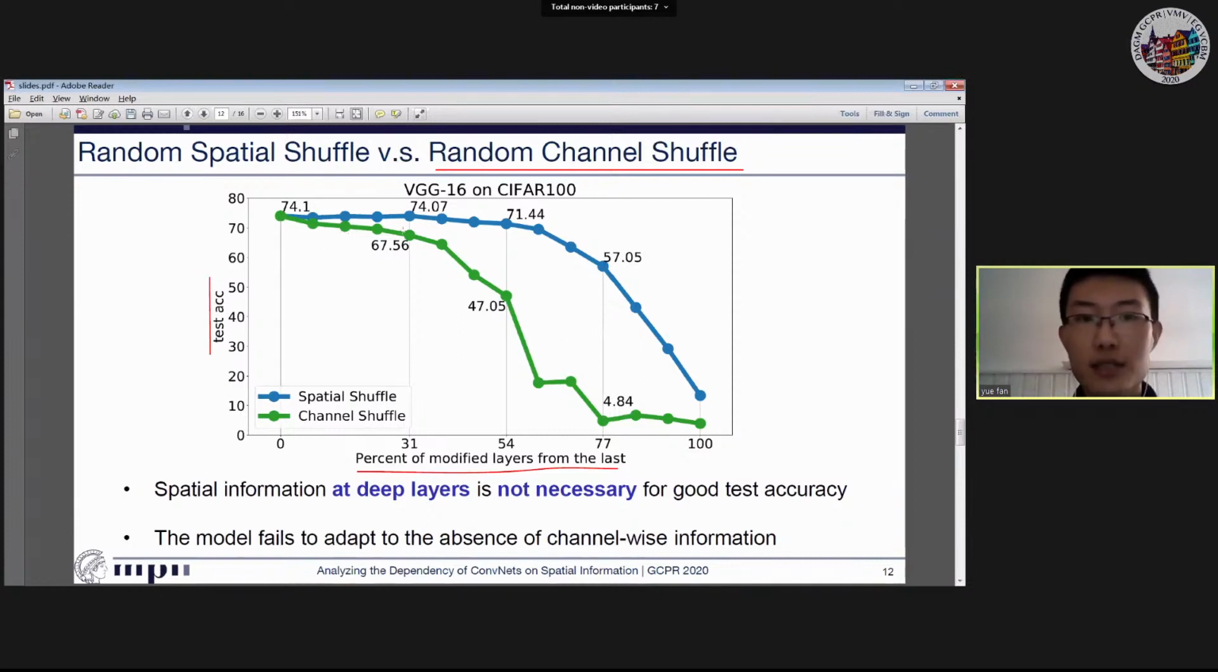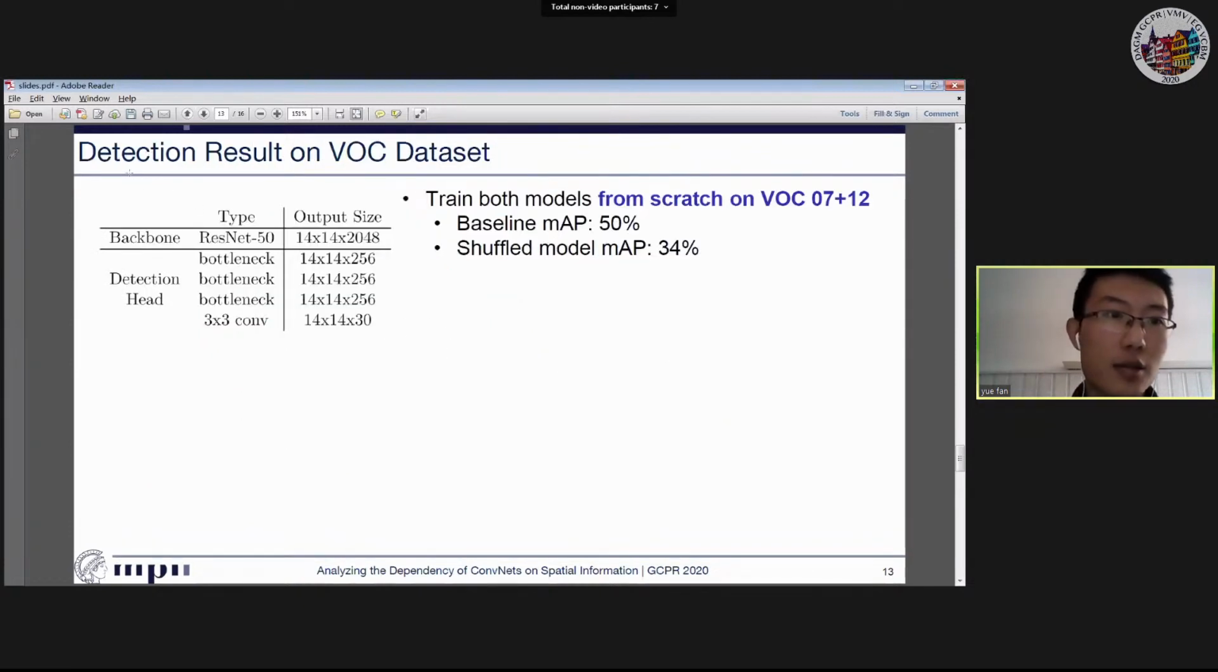And we can see that the green curve drops much faster than the blue curve with the increase of shuffle layer from the last, which indicates that the model is not really robust against the absence of channel-wise information, but the model is indeed robust to the missing of spatial information. So now we can reach the conclusion that spatial information at deep layers is not really necessary for a good test accuracy. And now here I want to show some detection result on VOC dataset.